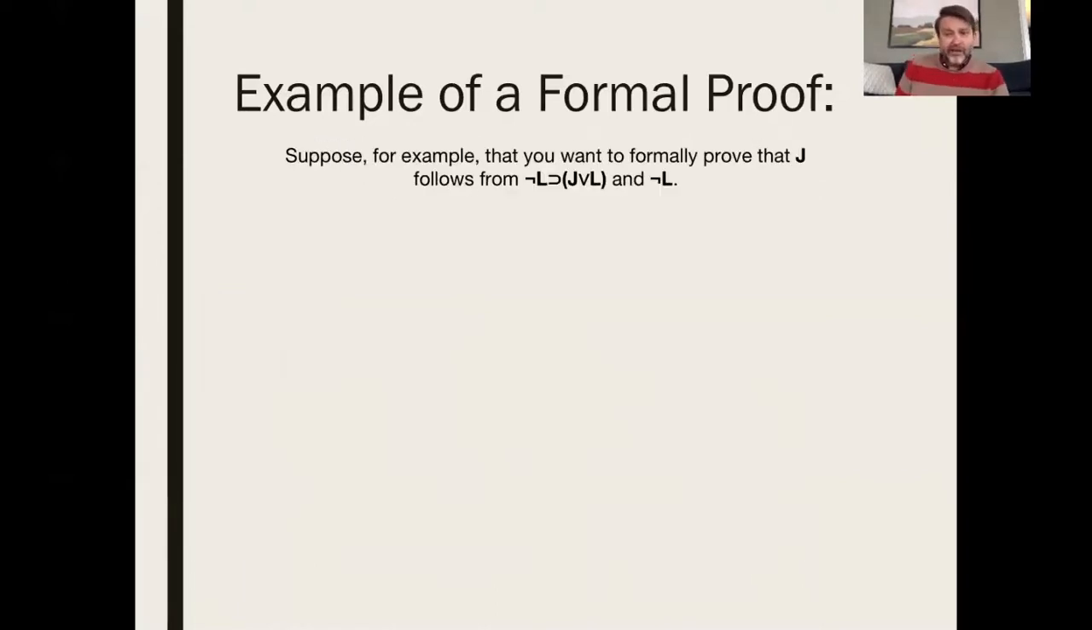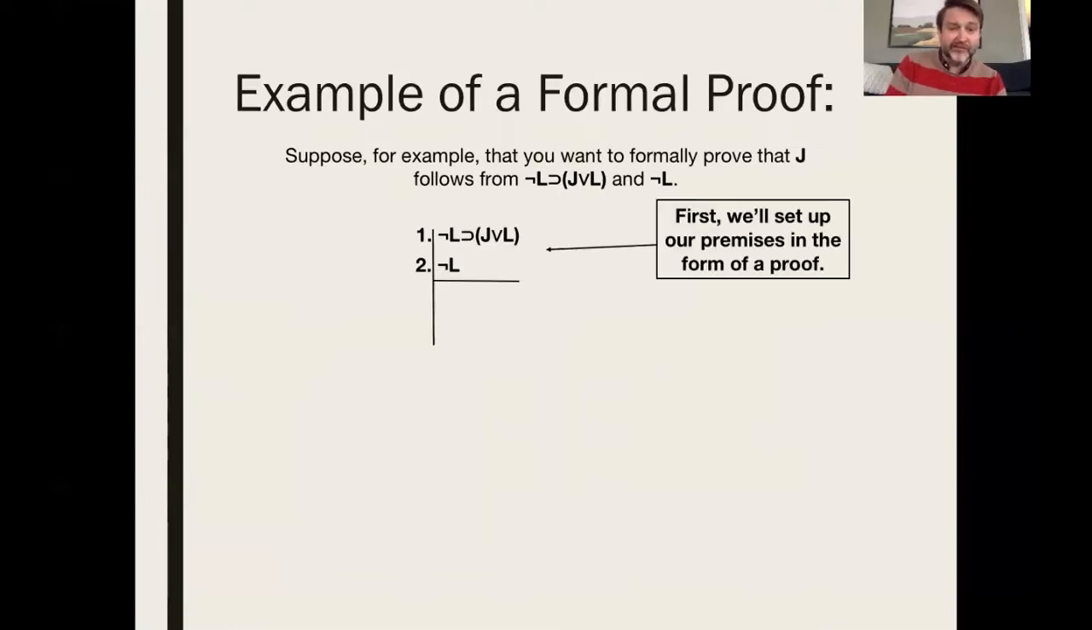Okay, let's look at an example filled out a little bit more. So suppose, for example, that you want to formally prove that J follows from if it's not the case that L, then J or L, and not L. Okay, so this is what you want to show. You want to show that J follows from these things. So what we'll do is, first of all, if we were to set this up to derive this conclusion from these premises, we'd put the premises above the Fitch bar on our Fitch line, numbering them 1 and 2.